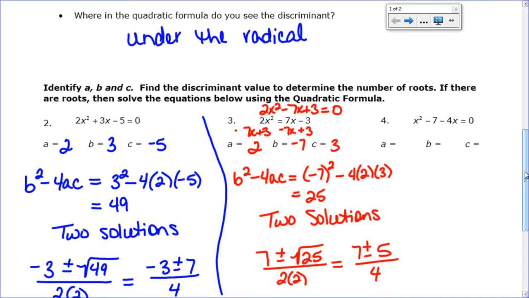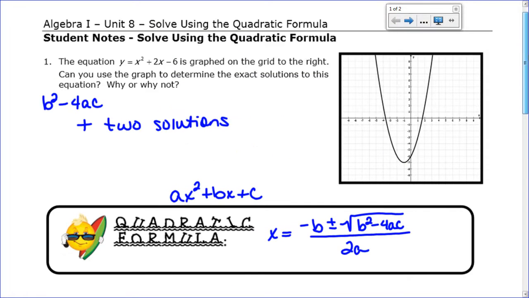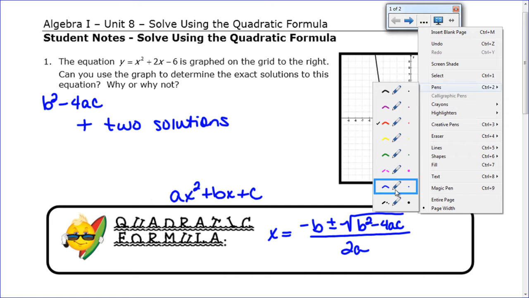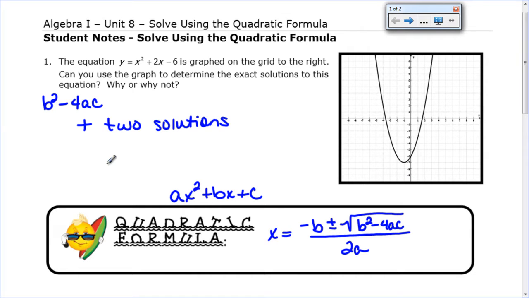So before we go any further and do another example, I want to write down the rest of the things you need to know about the discriminant. So if it's positive, if you do b squared minus 4ac and you get a positive number, it means you have two solutions. If you do b squared minus 4ac and you get the number 0, it means you're going to only have one solution.